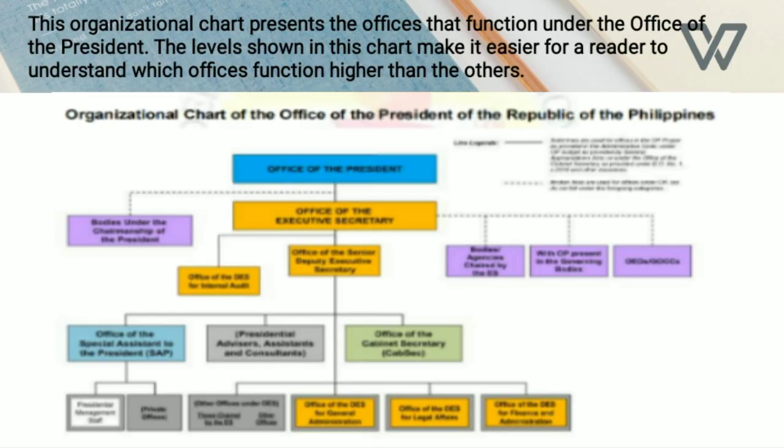So this is an example of the chart. This organizational chart presents the offices that function under the office of the president. The levels shown in this chart make it easier for a reader to understand which office's function is higher than the others.